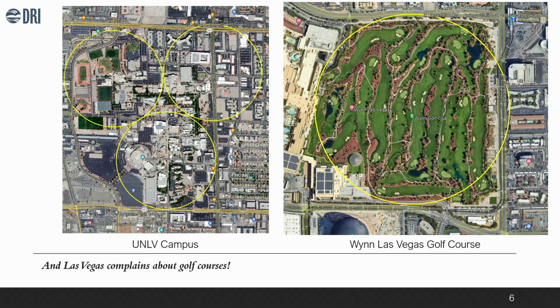When we compare it to the size of the University of Nevada, Las Vegas campus, just 3 circles are enough to cover the entire campus. And then just one pivot is enough to cover a golf course. And then we have people complaining everywhere about golf courses, and no one talking about this irrigation, these pivots.